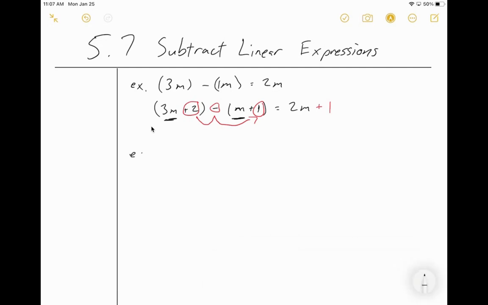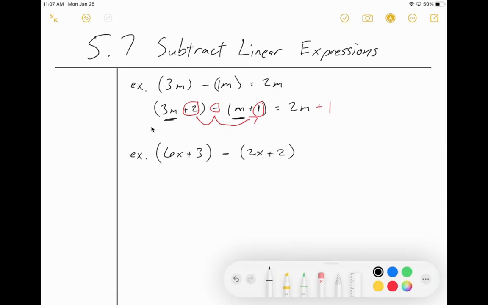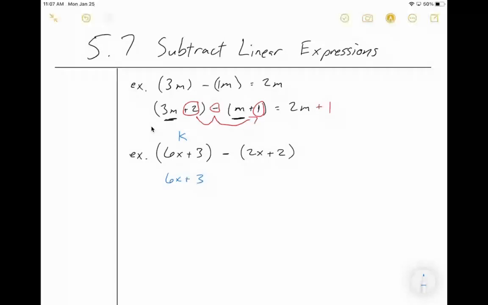All right, so check it out. Another example, just watch along with me. You might have a problem that looks like this. 6x plus 3 minus 2x plus 2. Okay, so here we go. One way I'm going to look at this is I'm going to call it a giant keep switch change. I'm going to keep the first part. Again, just watch. You don't have to do anything yet. Then I'm going to switch the minus to a plus. We've done that before.